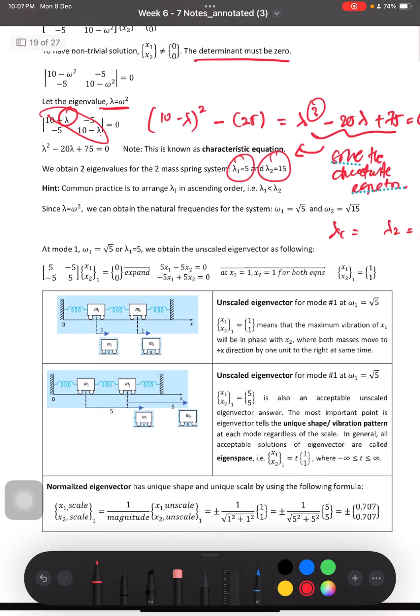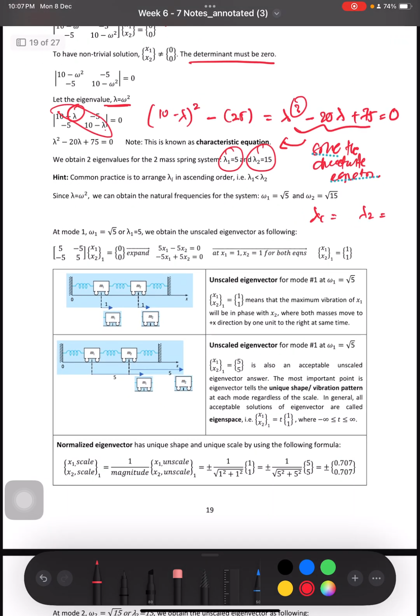Now, after you get the two eigenvalues, lambda 1 and lambda 2, lambda is actually omega squared. So lambda 5, omega squared, the first case is square root of 5. That's why you get it here. So there are two cases of eigenvector. One is lambda 1, square root of 5, another one is square root of 15. So you can solve it. This is lambda 1, this is lambda 2, square root of 15.